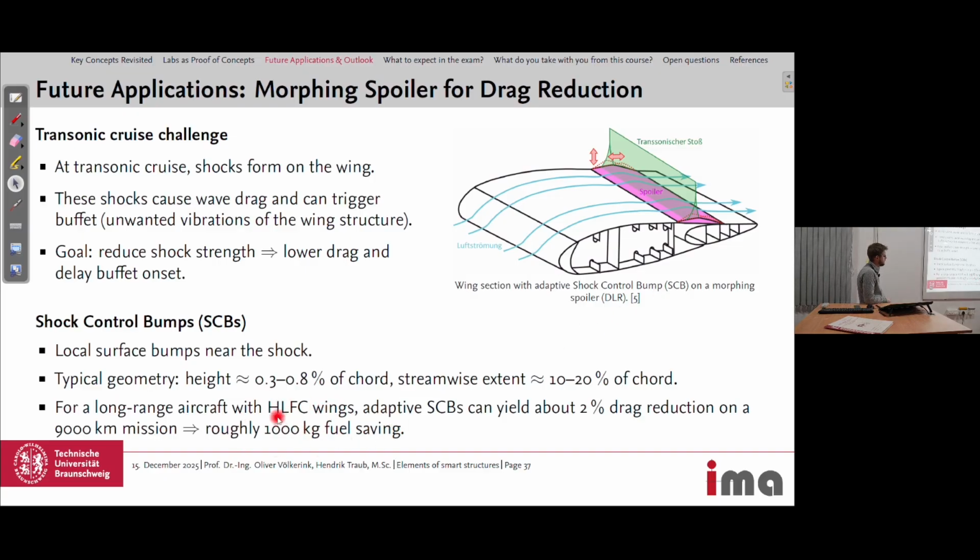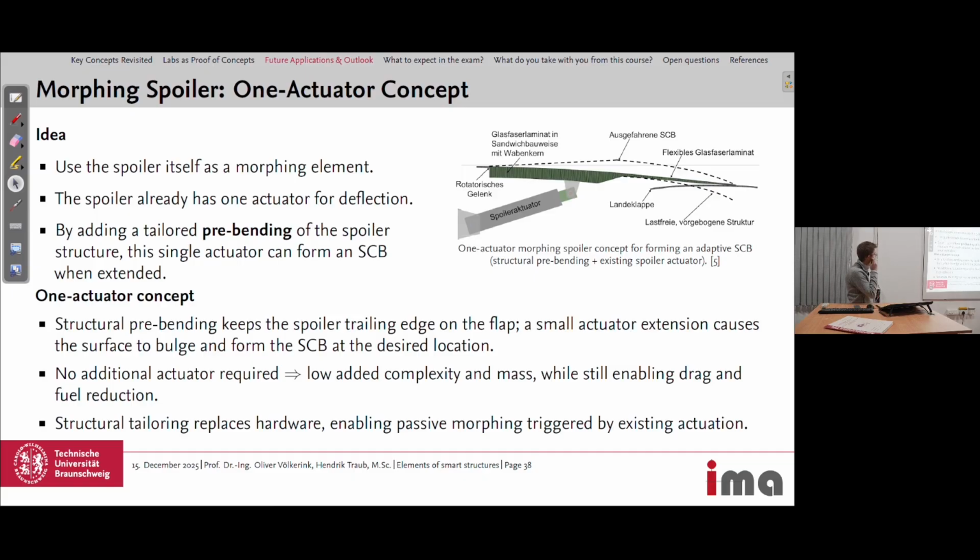And at least theoretically, for an aircraft with a hybrid laminar flow control wing, this could reduce the drag by about 2%, which then would, for a typical 9,000 kilometer mission, save 1 ton of fuel. But I think that's only a very rough and theoretical number. How was the morphing element itself designed?